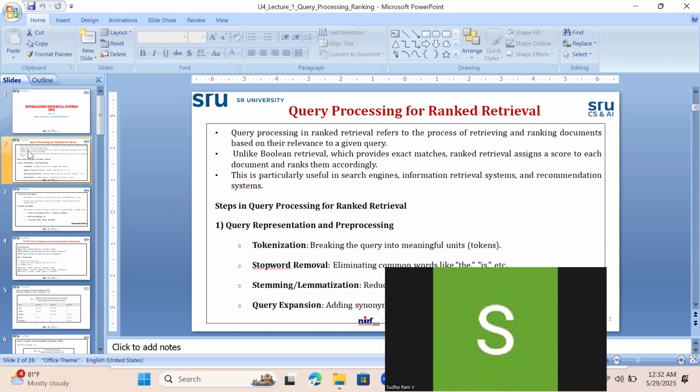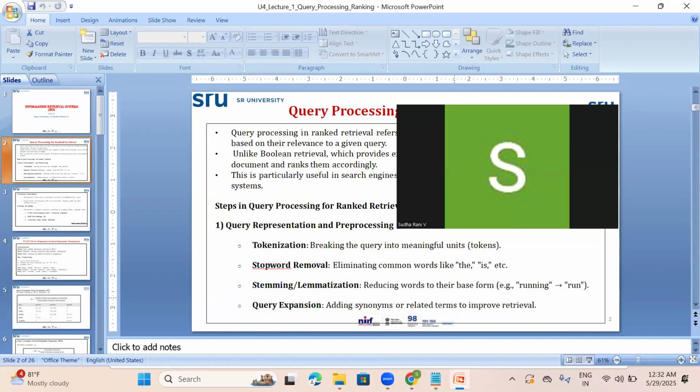Steps in query processing for ranked retrieval. Query representation and pre-processing: tokenization, breaking the query into meaningful words; stop word removal; stemming and lemmatization; and query expansion. The new thing we are going to see here is only query expansion; the remaining ones, tokenization, stop word removal, stemming and lemmatization, were completed in previous classes. Query expansion means adding synonyms or related terms to improve retrieval.